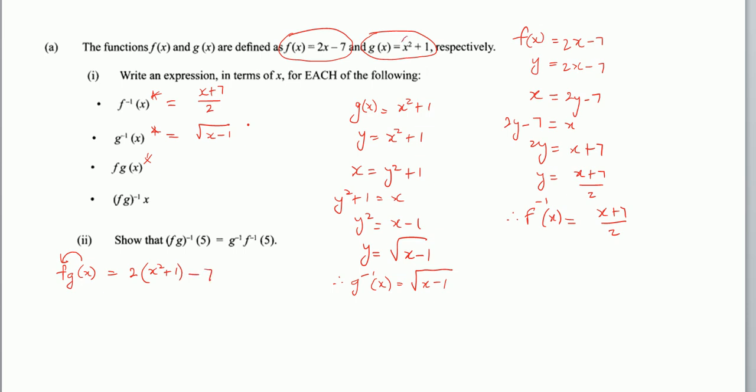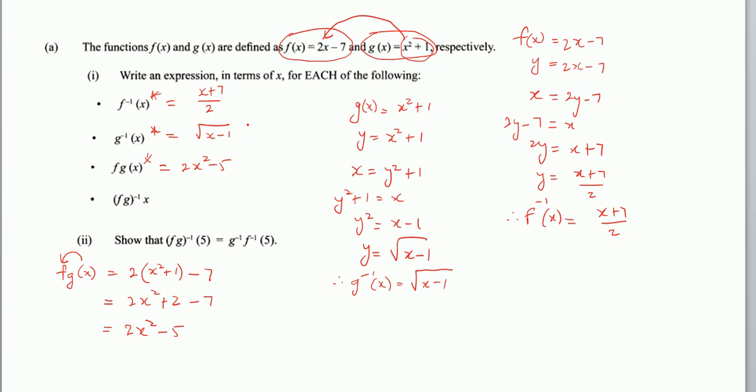I'm taking this value here, x squared plus 1, and I'm plugging it as x into this function. And this will give us 2x squared plus 2 minus 7, which is equal to 2x squared. 2 minus 7 is minus 5. So fg of x is equal to 2x squared minus 5.